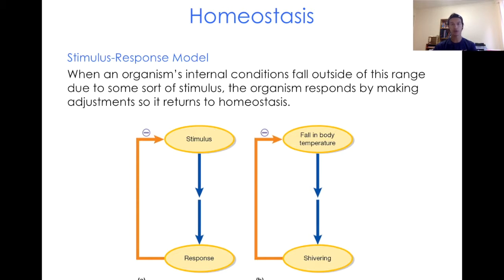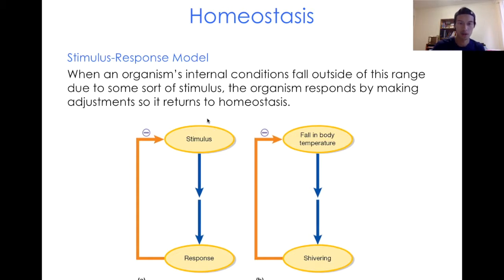For us to understand homeostasis, we need to understand it through a few different models. Okay, so we call this the stimulus response model. The stimulus response model is when an organism's internal conditions fall outside of this range because of some sort of stimulus, some sort of change in the environment that it is exposed to, and then because of that stimulus, it starts a response in the body that adjusts it to return to normal.